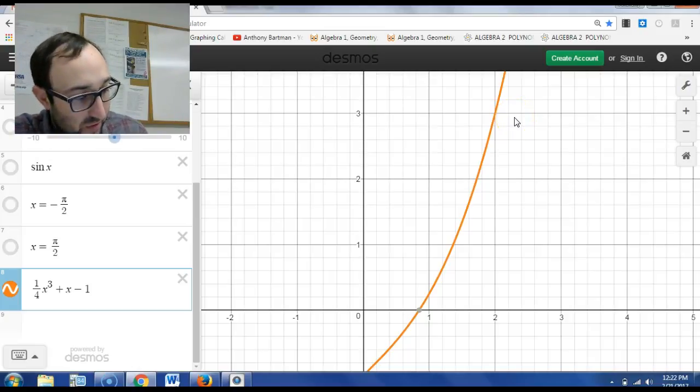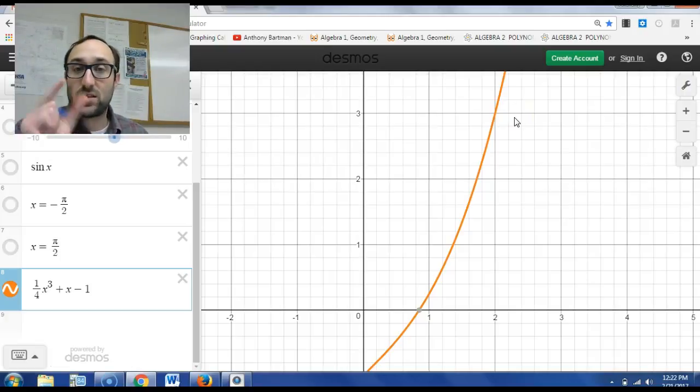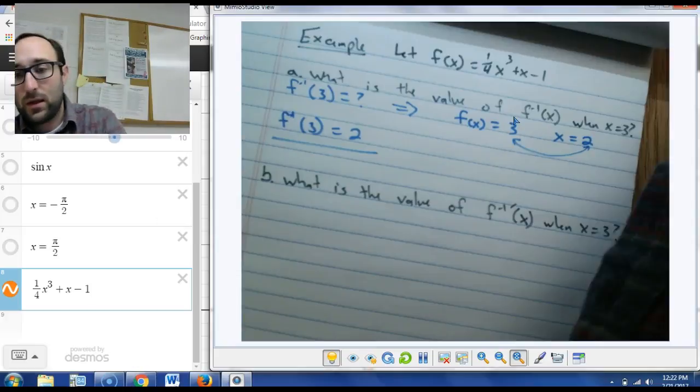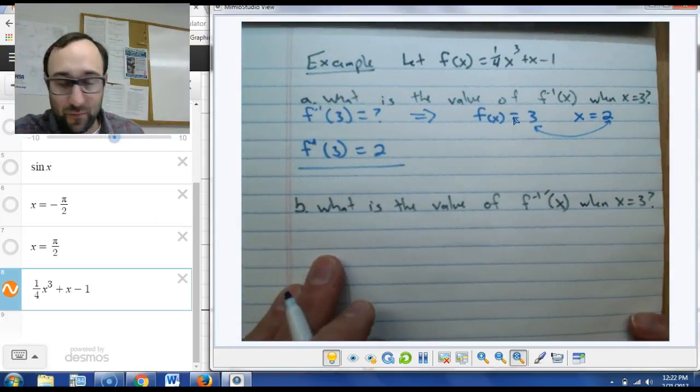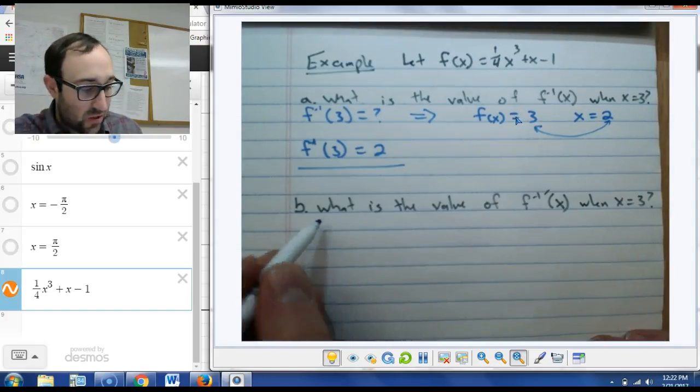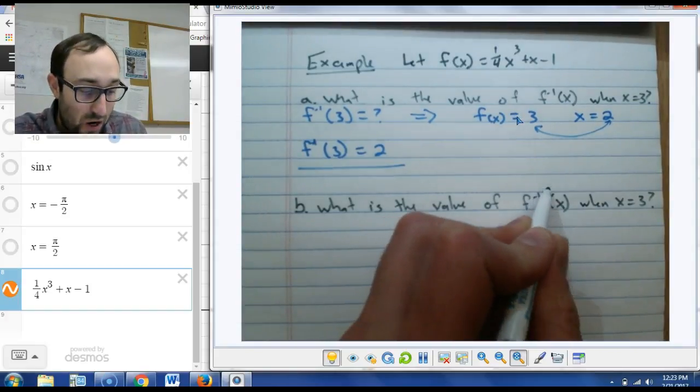So that means, all we have to do is switch those two things, because that's what an inverse is, switch the x and the y. So that means f inverse of 3 equals 2. So that would be my answer. f inverse of 3 equals 2. So that's the value. And the question is, what is the value of the inverse prime of x when x equals 3?